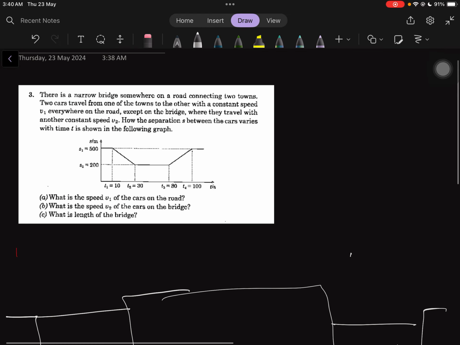So by analyzing this separation versus time graph, this is a separation versus time graph, not an ST graph, we can directly conclude the answers. So we can just directly tell the answer. First, let's analyze some part.